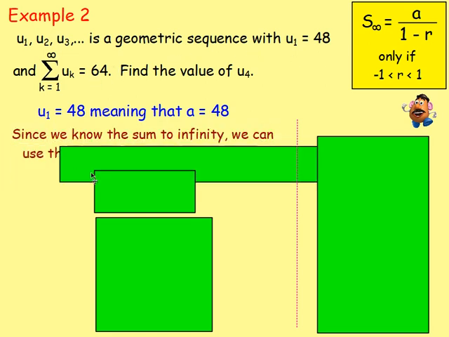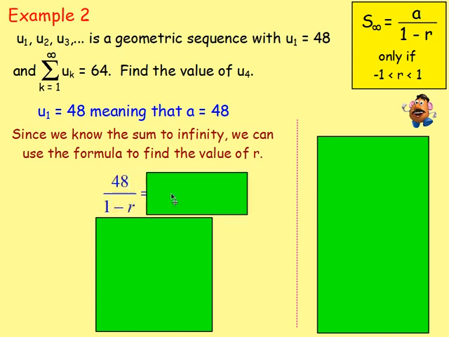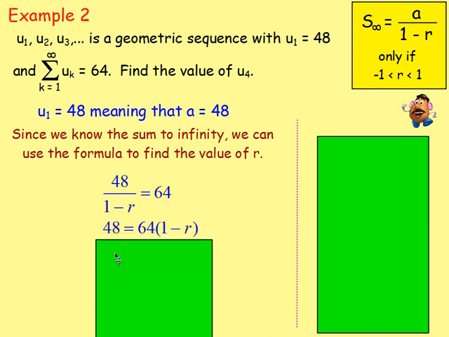So because we know this sum to infinity, we can rearrange that to work out this value of R. So we know the sum to infinity, we know A, we need to work out R. So we can say then, well, the sum to infinity equals A over 1 take away R. So A is 48, over 1 take away R, and that would equal, well, the sum to infinity is 64. Multiply both sides by 1 take away R and we get 48 equals 64 bracket 1 take away R. Multiply out the brackets and we have on the right hand side 64 take away 64R.